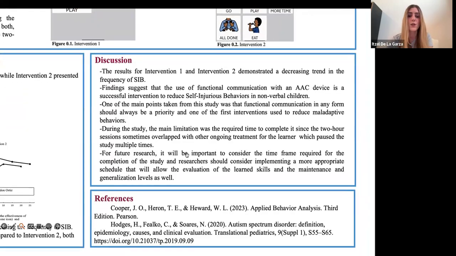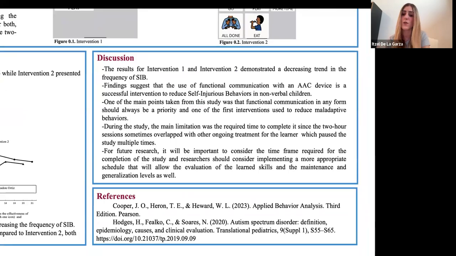Discussion, yeah, basically the results for intervention 1 and 2 demonstrated the decreasing trend, as I mentioned before. And as we know, findings suggest that the use of functional communication with an AAC device is a successful intervention to reduce self-injurious behaviors in non-verbal children.